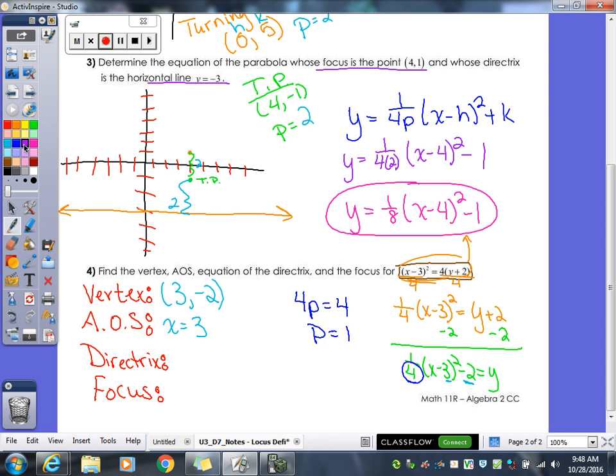So that means our vertex is 1 unit from the focus and 1 unit from the directrix. Since it's a positive 1, that means the focus is above the turning point and the directrix is going to be below the turning point. So that means my focus is at the point 3, negative 1, and my directrix would be the line y equals negative 3.